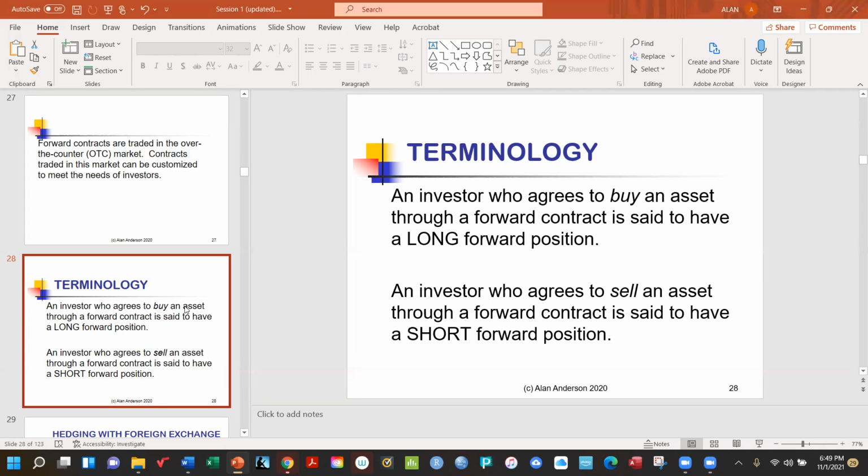All right, so this is the way it works. Buying or being in a position to buy means you have a long position. Being in a position to sell means you have a short position. So when you see those words long and short, you know what it means. Long means you're buying, short means you're selling. And for every long position, of course, there has to be a short position.